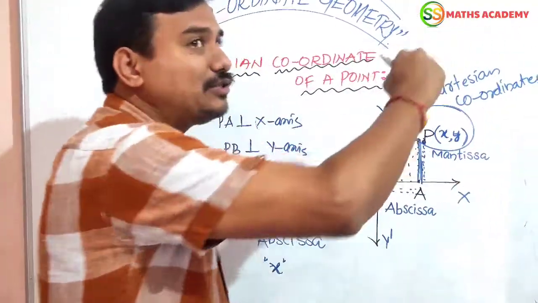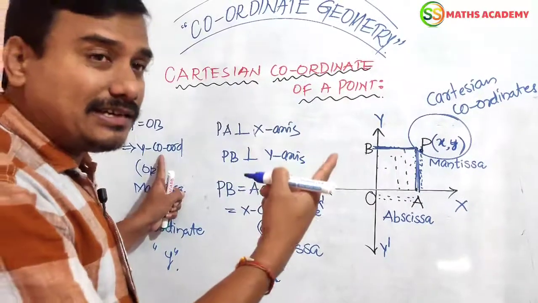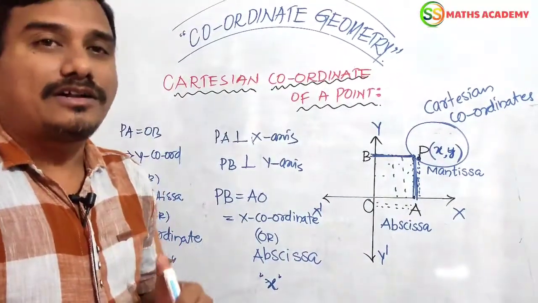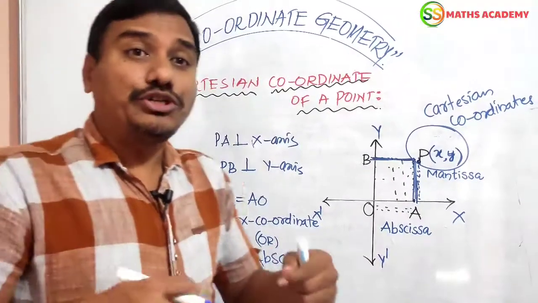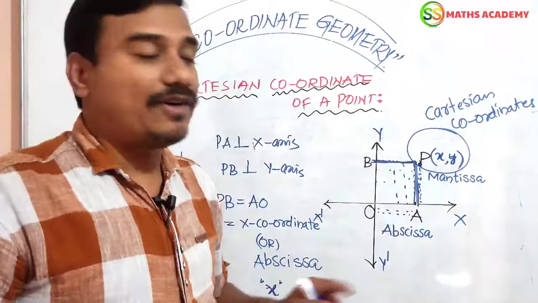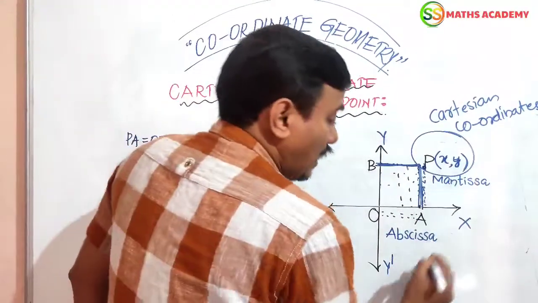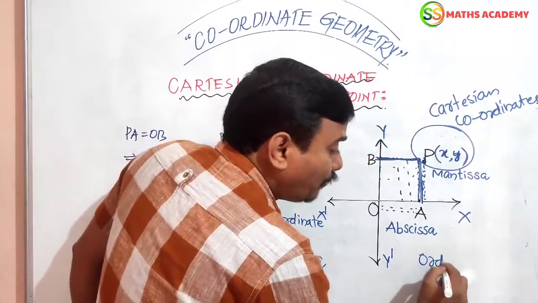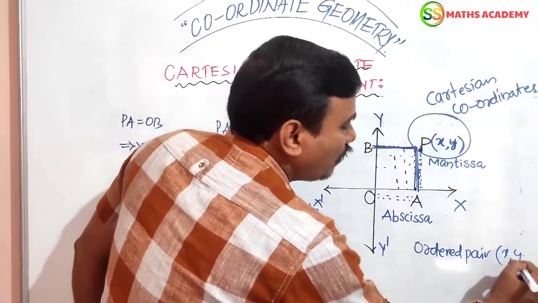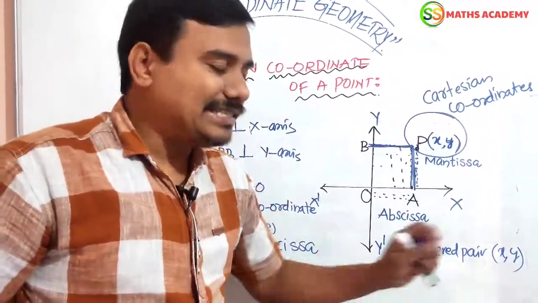Yes, dear viewers, you should observe this x coordinate and y coordinate taken together. We can say that this point is called the Cartesian coordinate. We denote it by the ordered pair x comma y. This Cartesian coordinate is also denoted by the ordered pair of x comma y. Pair means two.